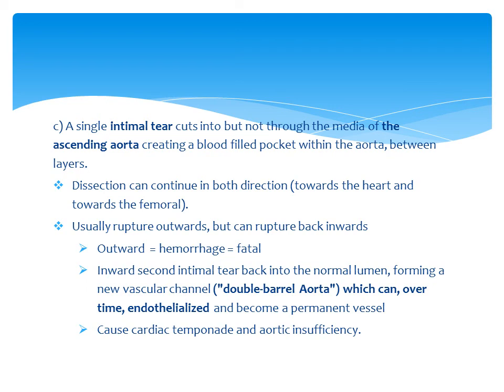And sometimes a second intimal tear occurs at some distance lower to the first intimal tear, through which the blood enters back into the aorta, creating a new vascular channel that is referred to as the double barrel aorta, which can over time endothelialize and become a permanent vessel. So the dissecting aneurysm can cause cardiac tamponade and aortic insufficiency, which have serious consequences.